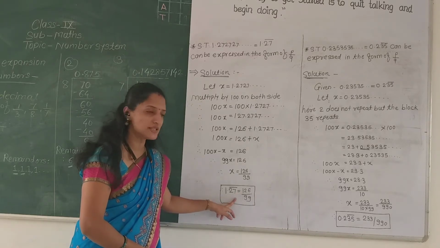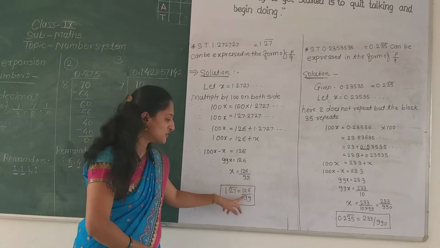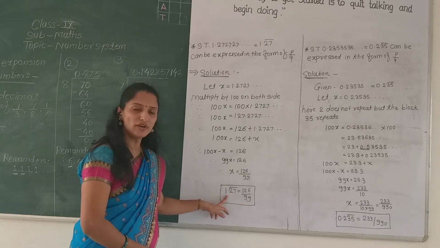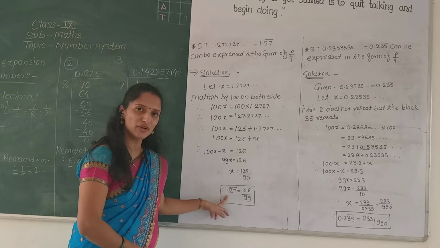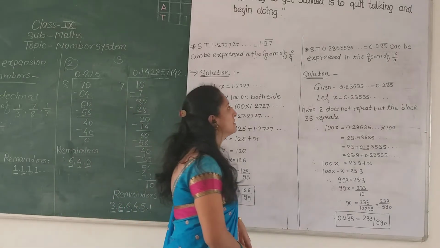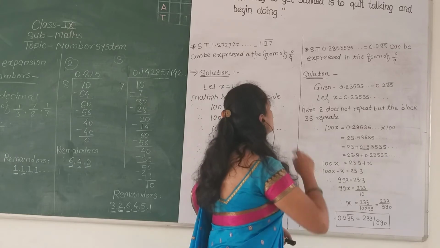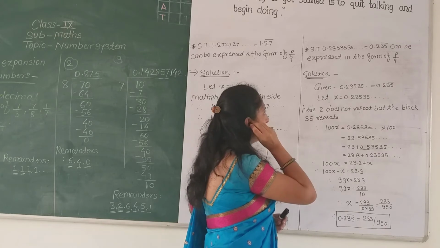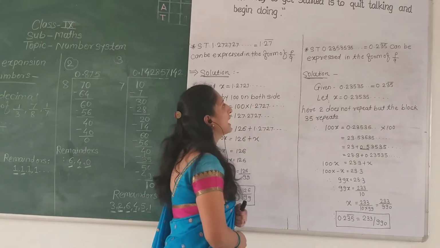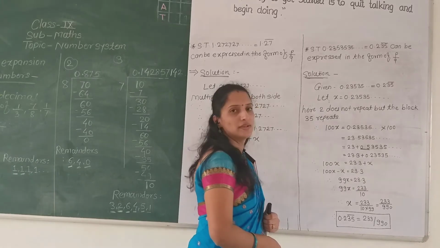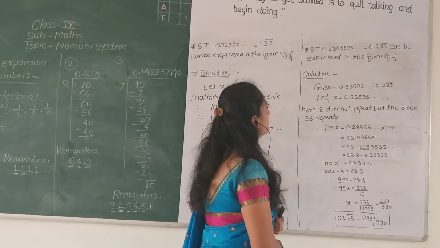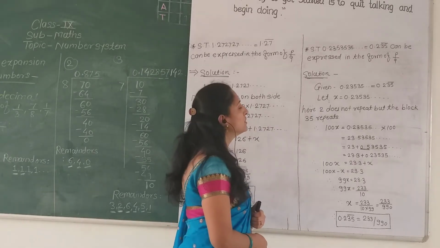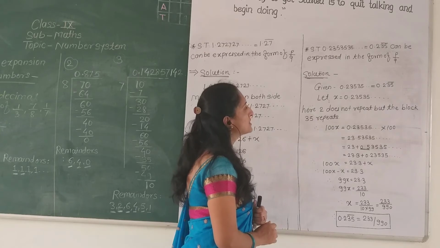So these examples also show that the decimal expansion of a rational number is non-terminating recurring. Now look at the other example here. We have to show that 0.2353535 and so on, 0.235 bar, can be expressed in the form of P upon Q. Now look here, after the decimal point, 2 does not repeat, but the block 35 repeats. Only the block 35 repeats, 2 does not repeat.